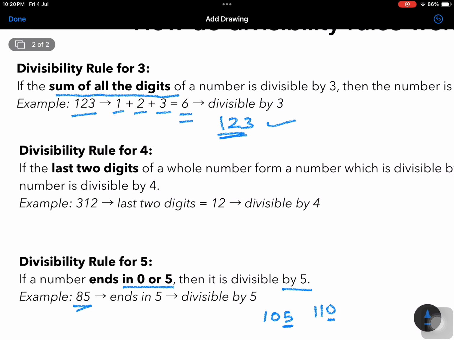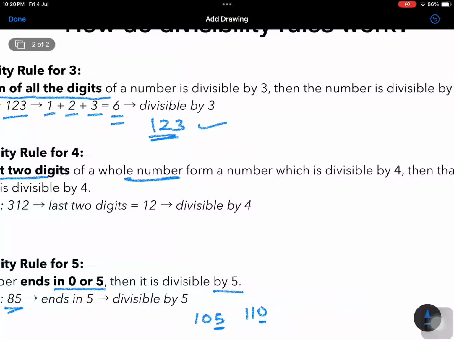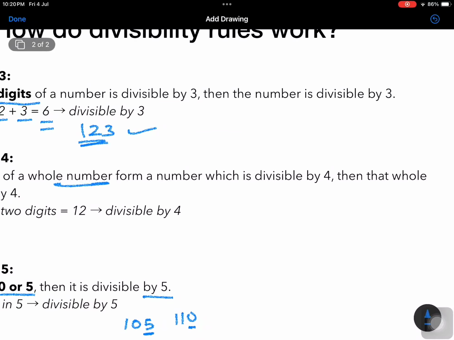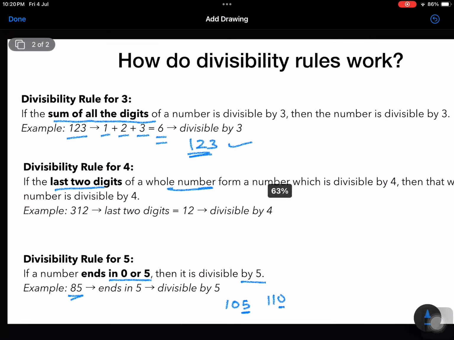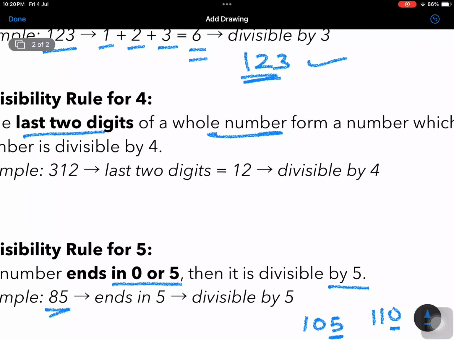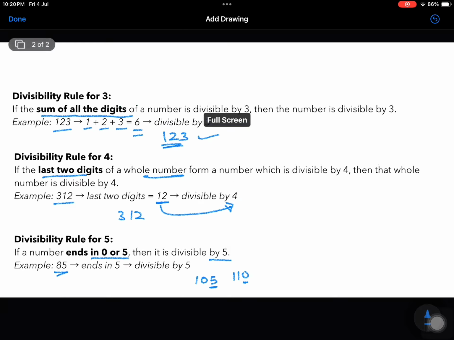And the divisibility rule for 4: if the last two digits of a whole number form a number which is divisible by 4, then that whole number is divisible by 4. Here is an example as well. 312: the last two digits are 12, and 12 is divisible by 4. Hence we say that 312 is indeed divisible by 4.